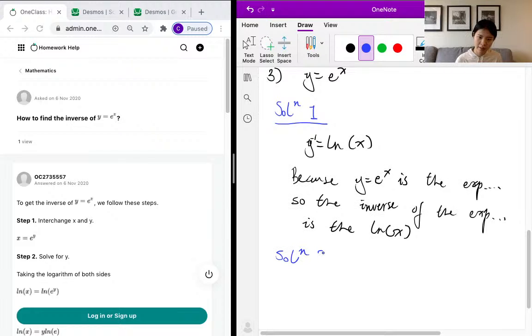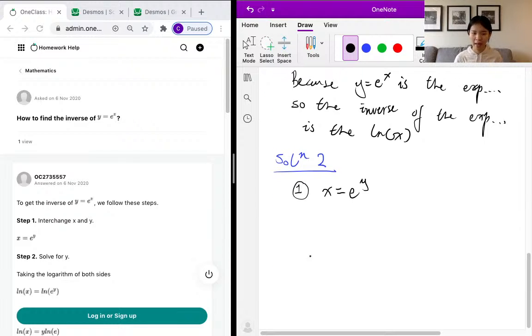But you might prefer solution number 2, where you actually derive the inverse of y equals e to the power of x. So let's follow the steps of finding the inverse function. First step is that we switch the order of x's and y's, or we just swap x and y in our original equation. So right here we have y equals e to the power of x. So now we have x equals e to the power of y.